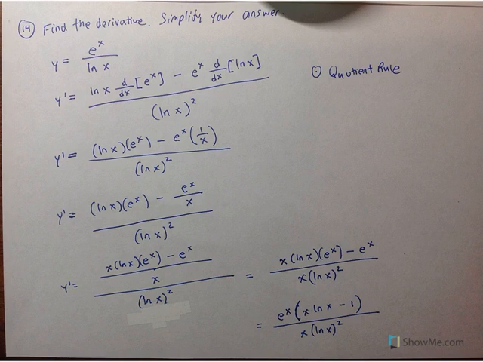We have a function y that is a quotient of two differentiable functions, e to the x in the numerator and natural log of x in the denominator. So we remember the quotient rule, and that's how we'll start.